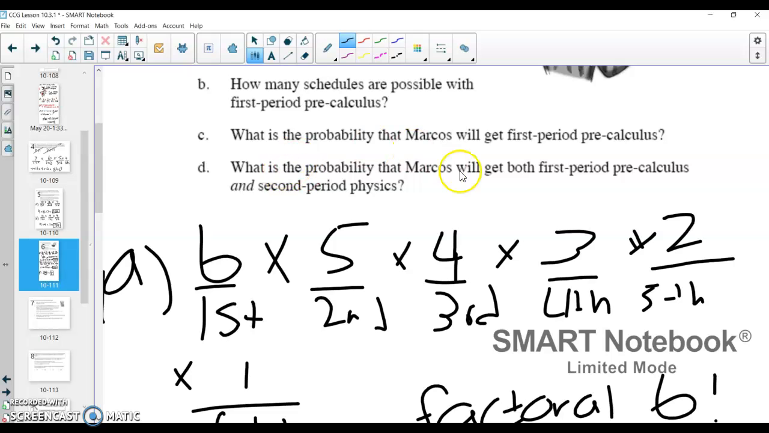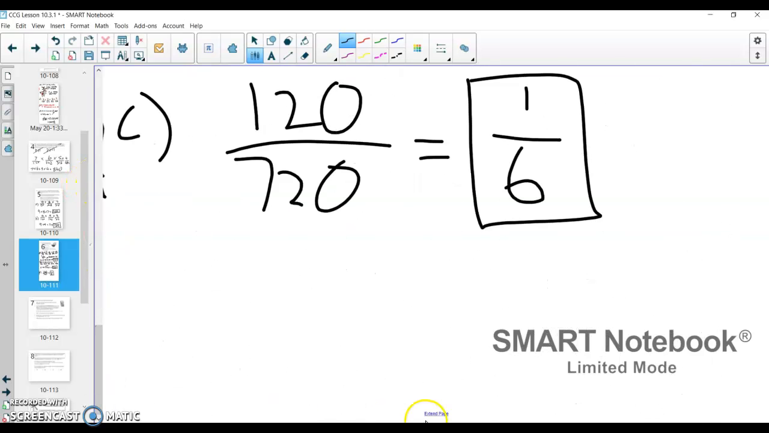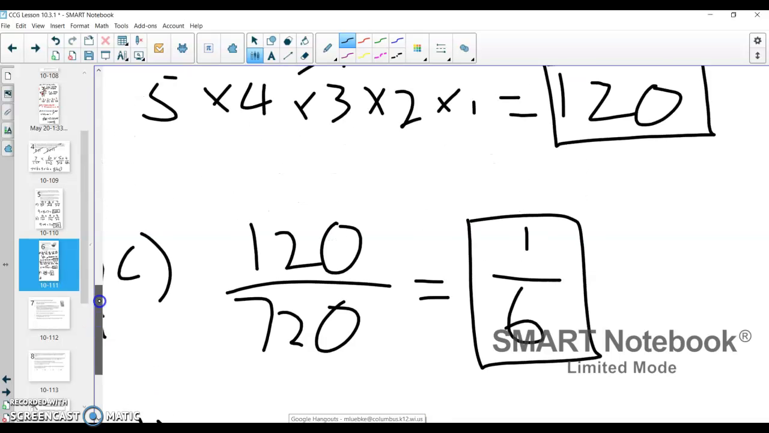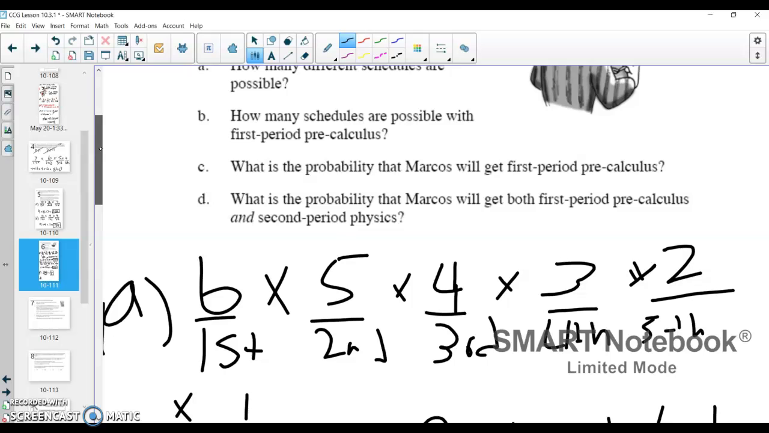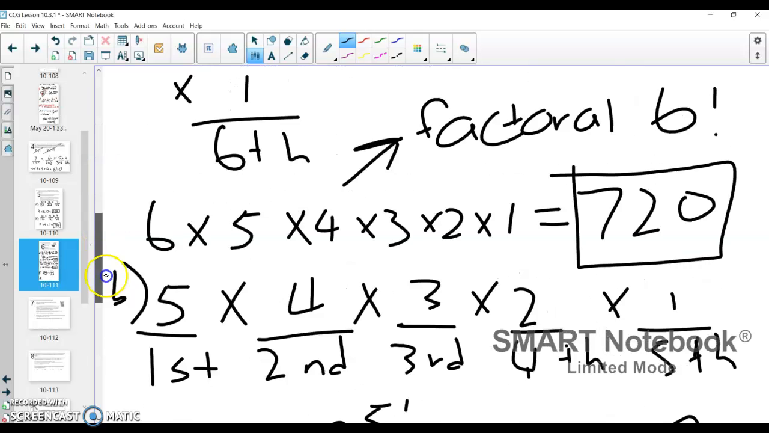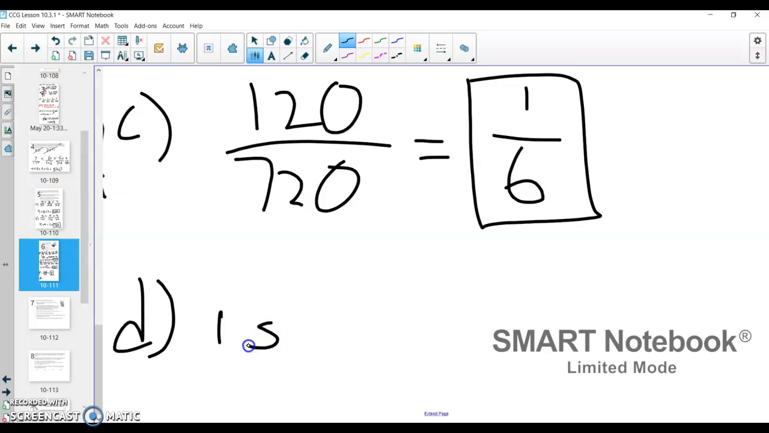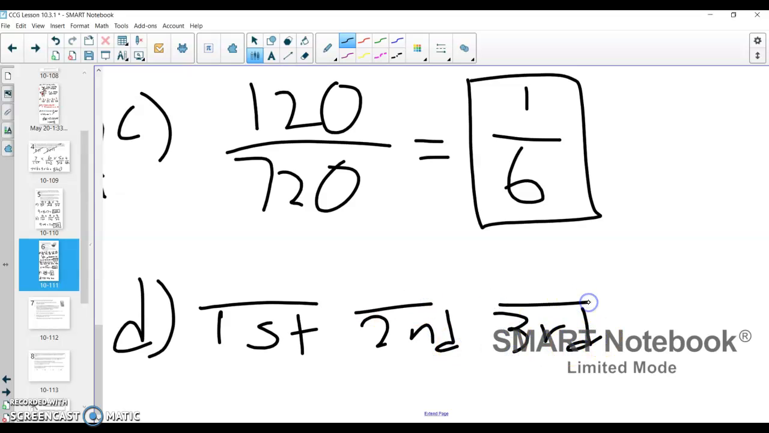So now our next question is, what is the probability that Marcos will get pre-calculus first period and second period physics? Well, if we look at D and we make a decision chart, we only now have 4 decisions being made, right? Because they're saying first period is pre-calculus, second period is physics. So now we only have 4 decisions being made. Your first decision would be for third period. Your second decision would be for fourth period. Your third decision would be for fifth period. And your fourth decision would be for sixth period, because the first 2 are already chosen for you.